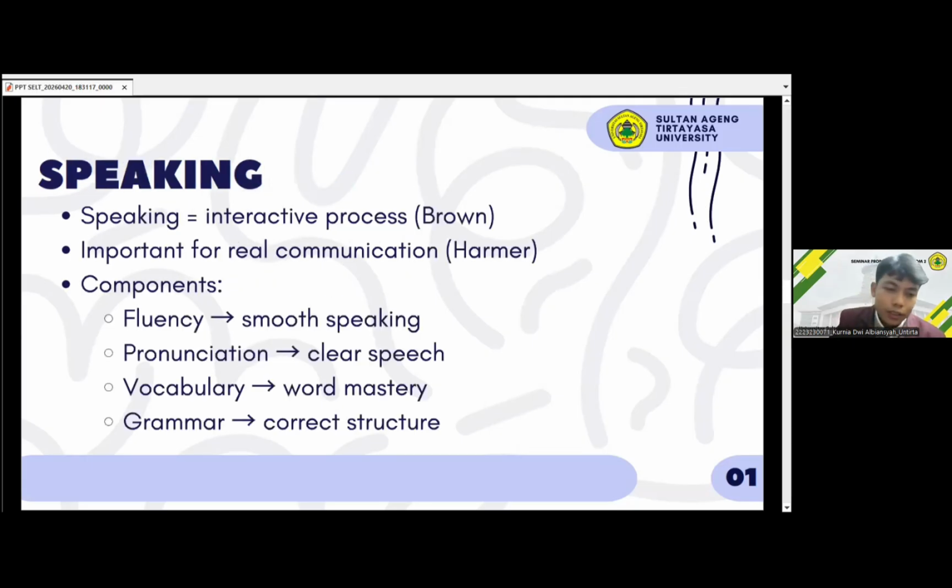So let's go into the literature review. According to Brown, speaking is an interactive process of constructing meaning. Harmer states speaking is important for real communication. There are 4 speaking components in this study. The first is fluency, second is pronunciation, the third is vocabulary, and the last is grammar. These components will be assessed in this research.